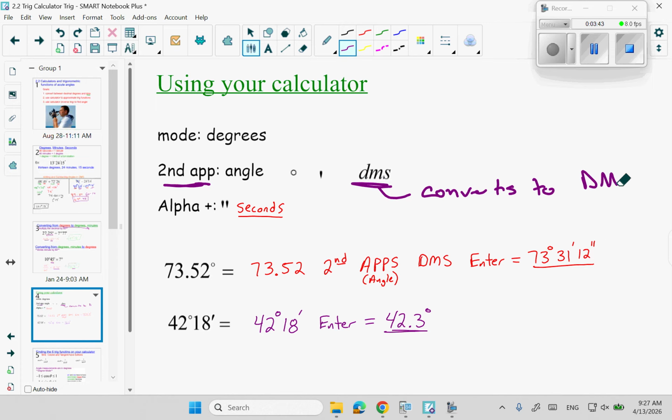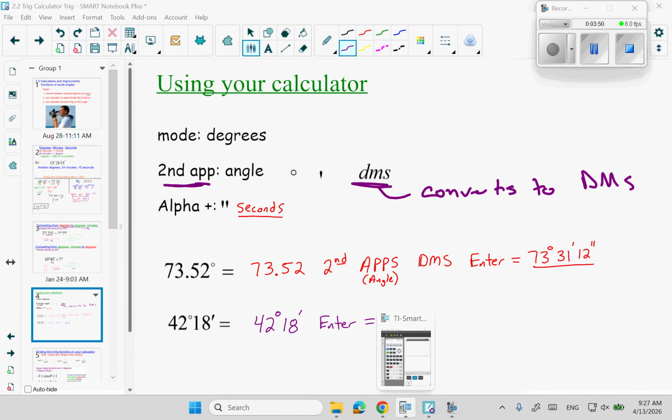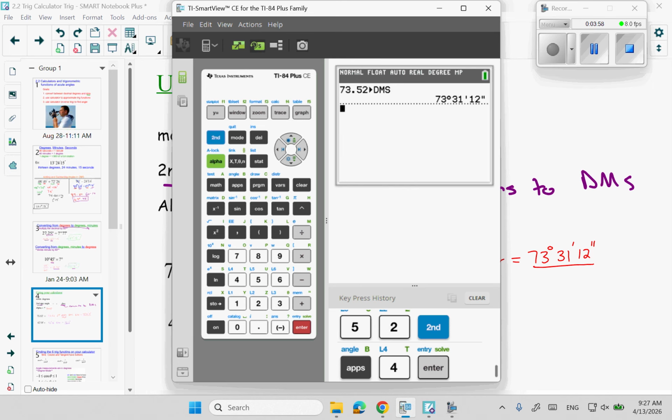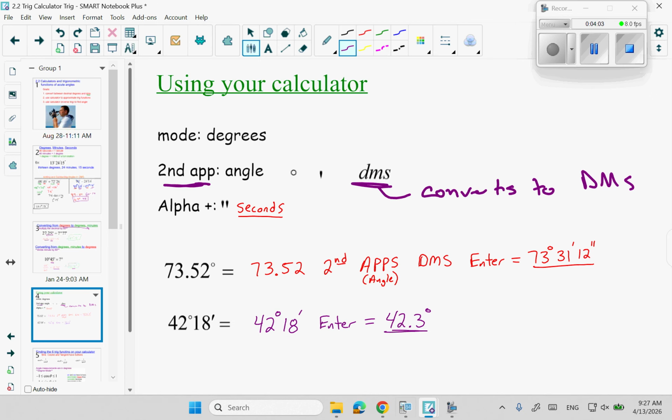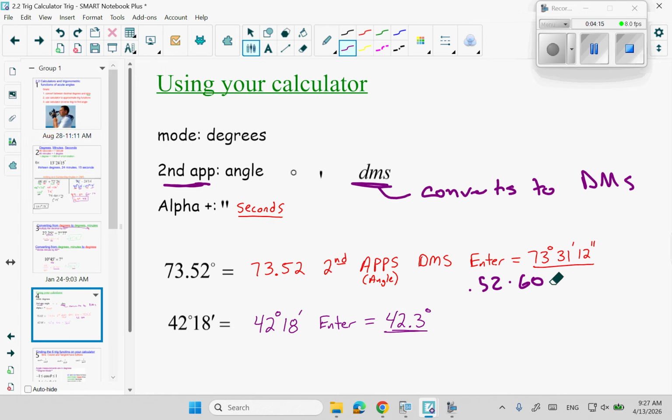This DMS button converts to DMS. So if I type 73.52, I go second angle, I do 4, convert it to degrees, minutes, seconds. It'll tell me that's actually 73 degrees, 31 minutes, and 12 seconds. Otherwise, if I were to do it by hand, I would do 0.52 times 60, as we said earlier. And that gives us 31.2. So that'd be 31.2 minutes.